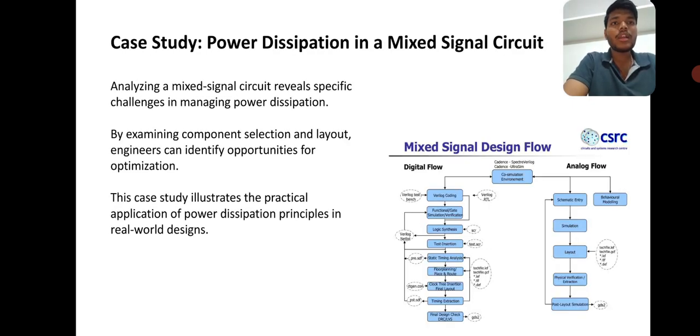Power dissipation in a mixed signal circuit. Analyzing a mixed signal circuit reveals specific challenges in managing power dissipation. By examining component selection and layout, engineers can identify opportunities for optimization. These case studies illustrate the practical application of power dissipation principles in real-world designs. This is the mixed signal design flow chart.